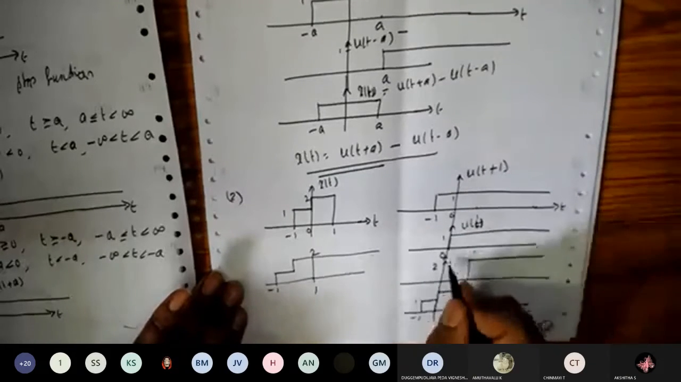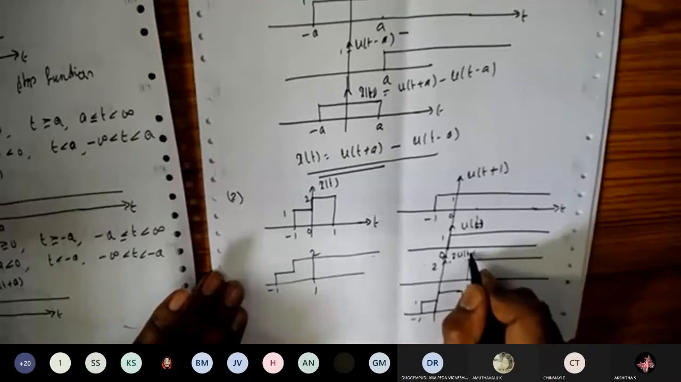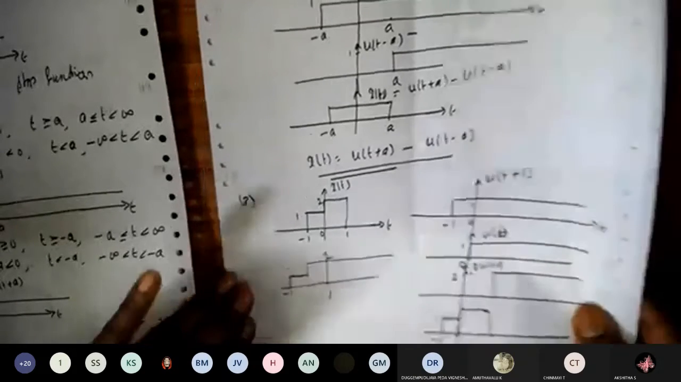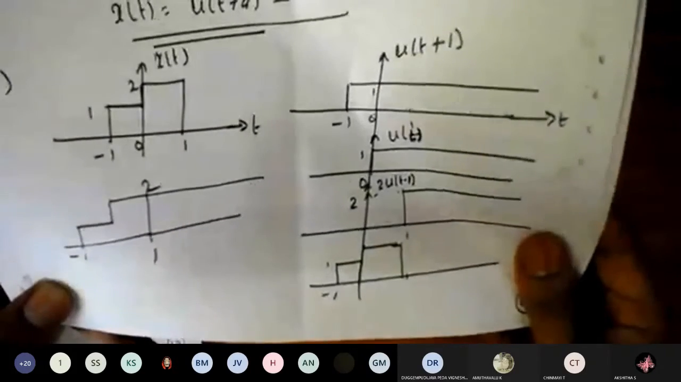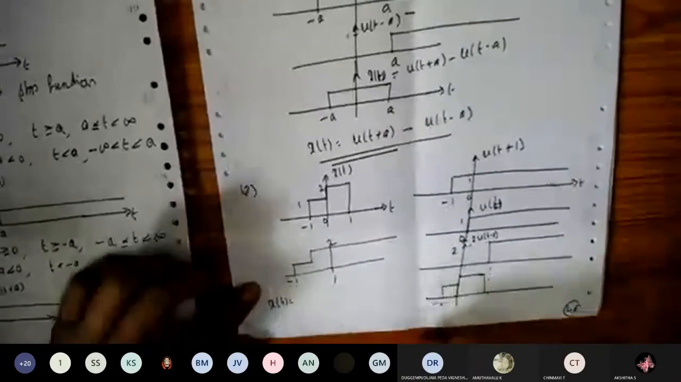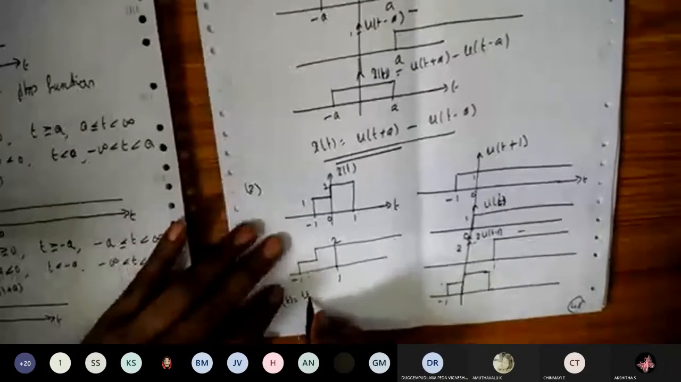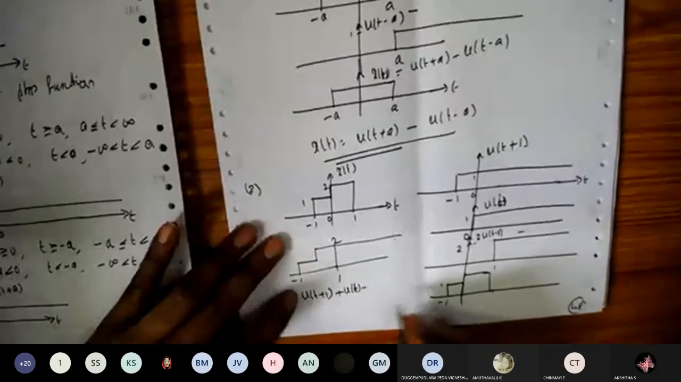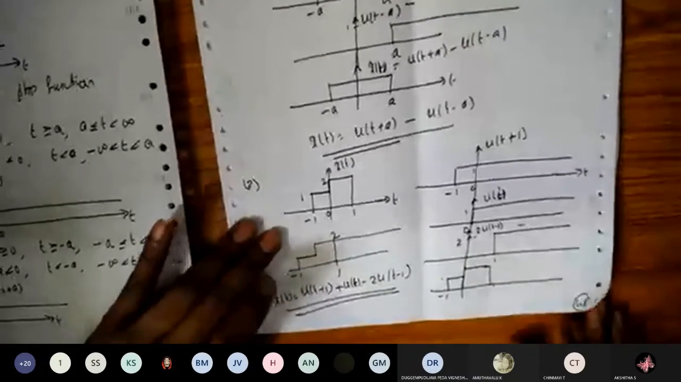And this one is a 2. I'm going to scale here. So 2 into u of t minus 1 here. The scaling factor also we should consider here. So this is the waveform x of t. x of t is equal to the sum of these two and the difference of this one. We should take the difference here. So it is u of t plus 1 plus u of t minus 2 into u of t minus 1 here.